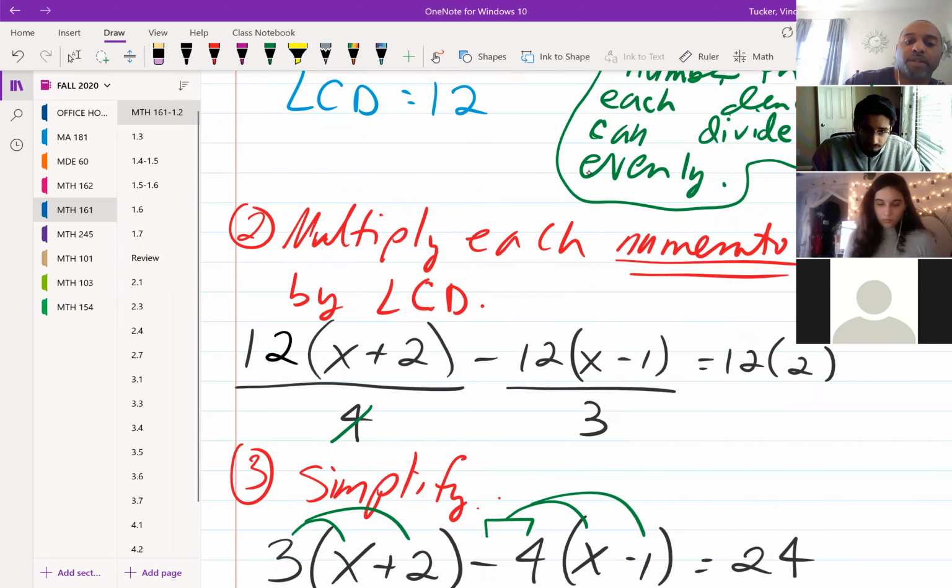And that's what we did here in step 2. 12 times x plus 2 over 4 minus 12 times x minus 1 over 3 equal to 12 times 2. And that one in the back, that 12 times 2, is big. A lot of people forget that, because they assume that since it doesn't have a denominator, they don't multiply it times the 12. That's not the case. You have to multiply each term. Each expression has to be affected by that LCD multiplication, or you're changing the value of the equation. So everything is being multiplied by the LCD.